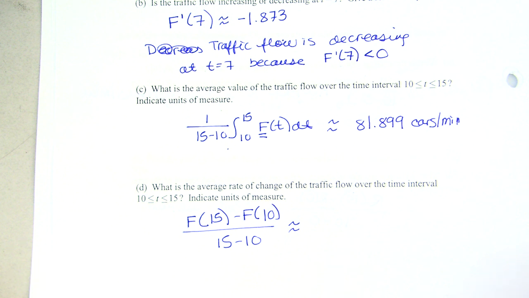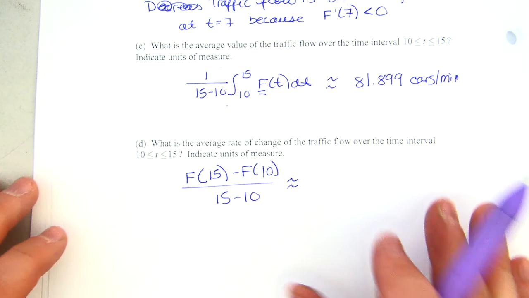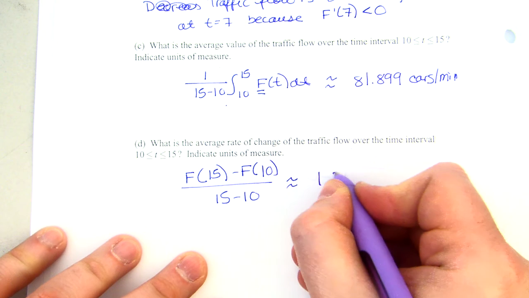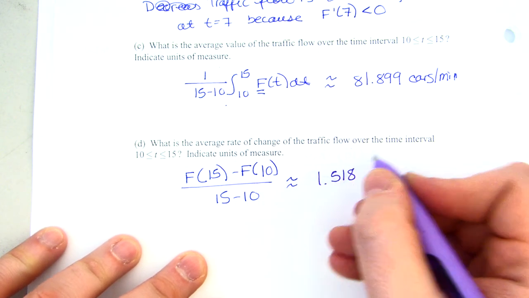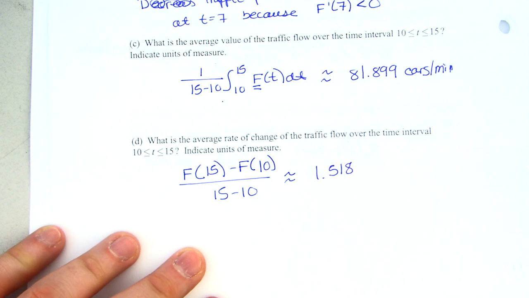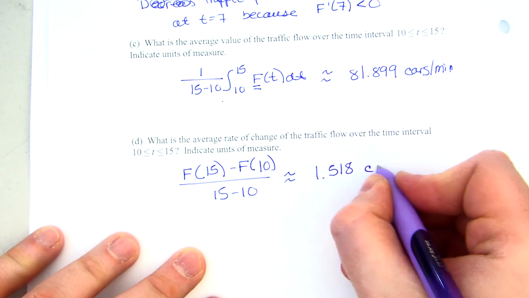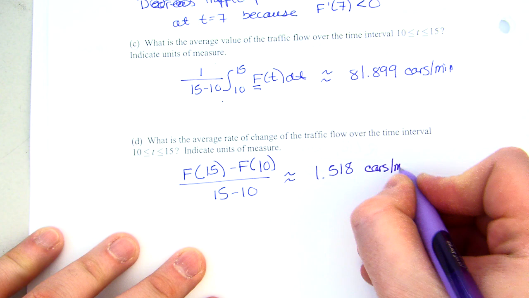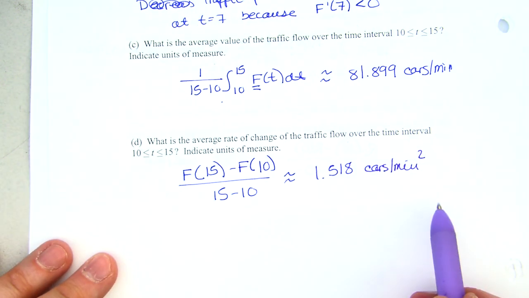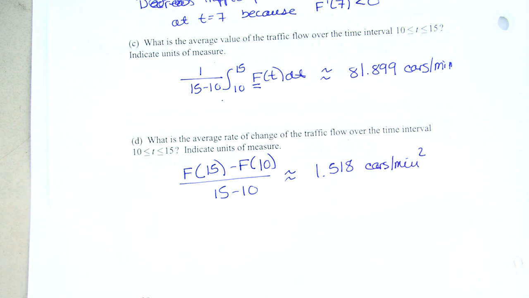Ronak, do you have an answer for D? 7.5 or 8, either would be fine. What kind of units? Exactly. Cars per minute, or really just cars per minute squared. This is not the rate of change of the cars. This is the rate of change of the flow of the cars, of the rate the cars are passing through the intersection.